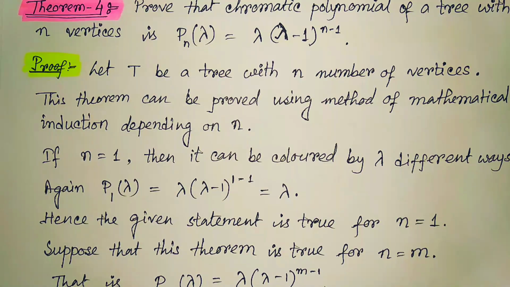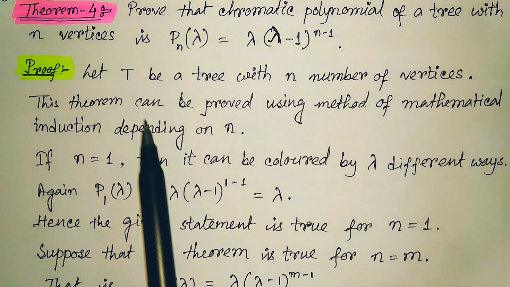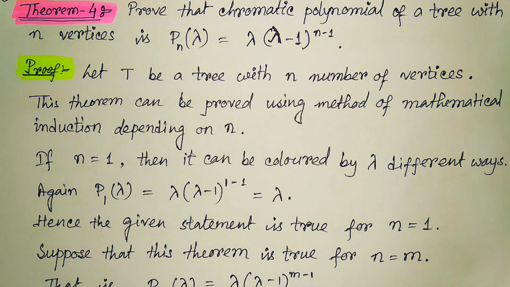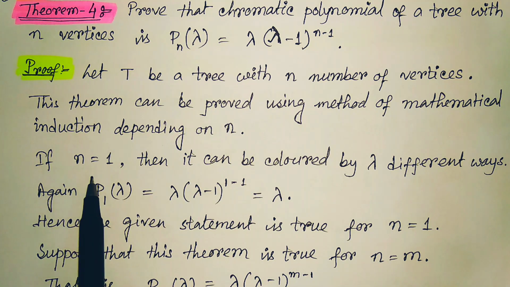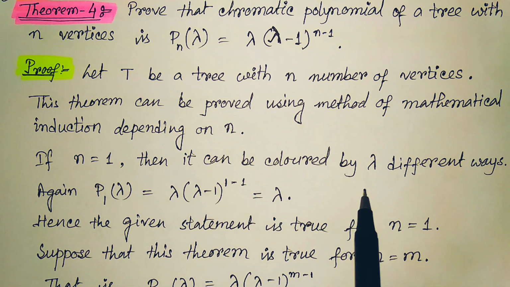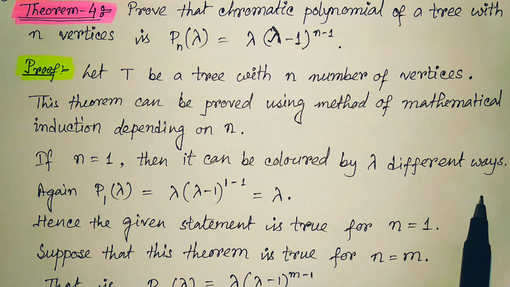What we will do, at first, is consider that T is a tree with n vertices. So the initially given graph is a tree, T, with n vertices. We are going to prove this by mathematical induction. Initially let n equal 1. The number of vertices in the tree is 1. Then it can be colored in lambda different ways using the lambda colors.